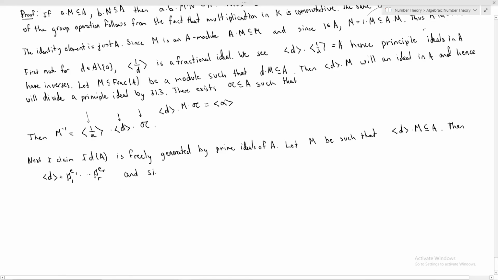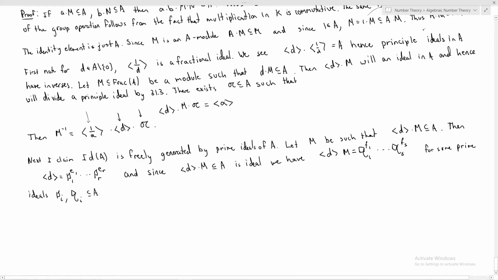And since this is an ideal in A, I can also factor it. Say this is equal to Q1 to the F1 times through QS to the FS. And this is for some prime ideals PI and QI contained in A. And here I can just assume the EI and FI are greater than 0. Okay.